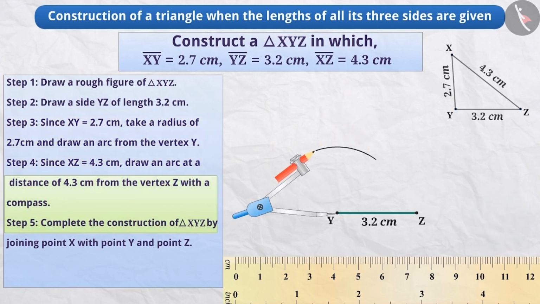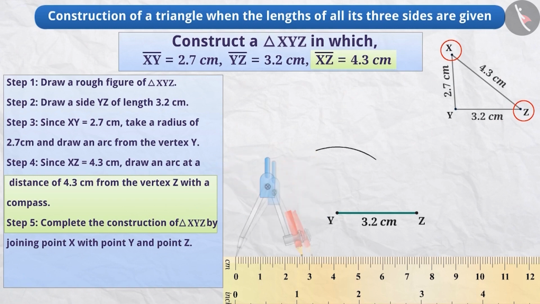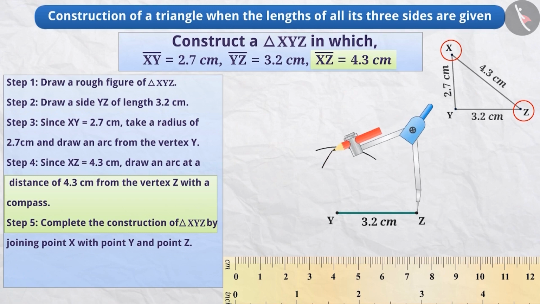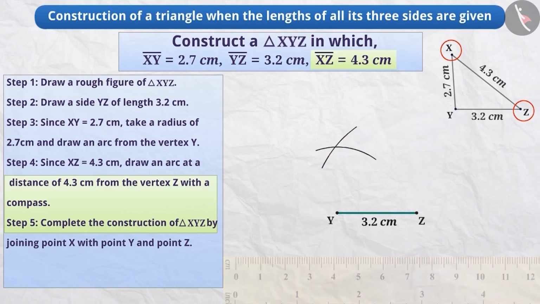Step 4. Here, the length of the side XZ is 4.3 cm. That is, the vertex X is at a distance of 4.3 cm from the vertex Z. So, now we will open the compass and measure 4.3 cm on the ruler. Taking vertex Z as the center, we will draw another arc with radius 4.3 cm which intersects the arc drawn from the vertex Y. The obtained intersection point is vertex X of the triangle XYZ.